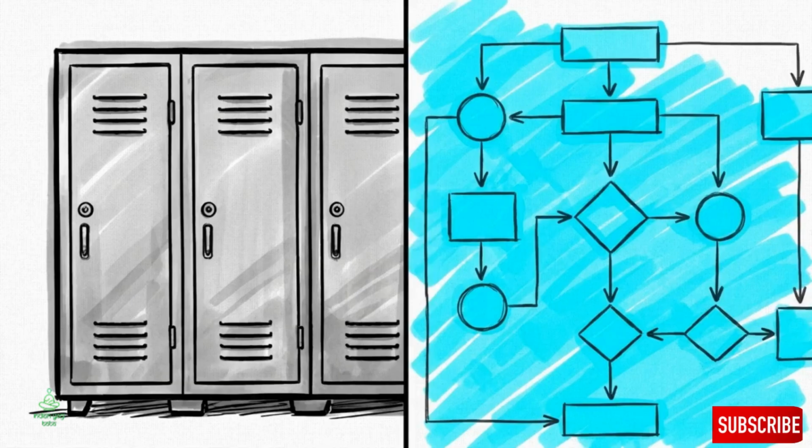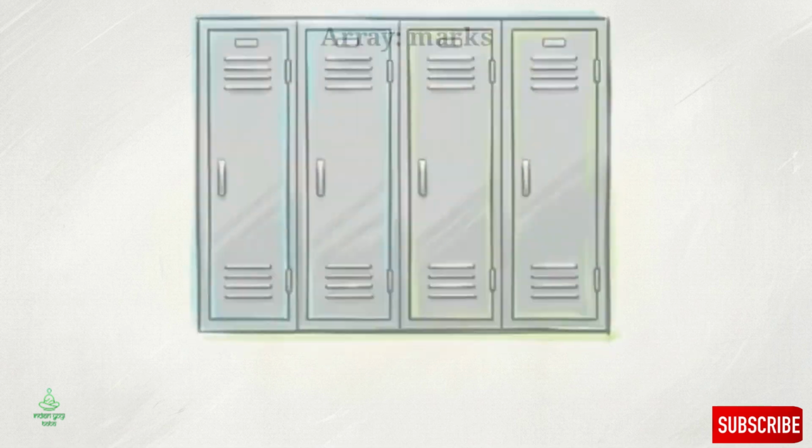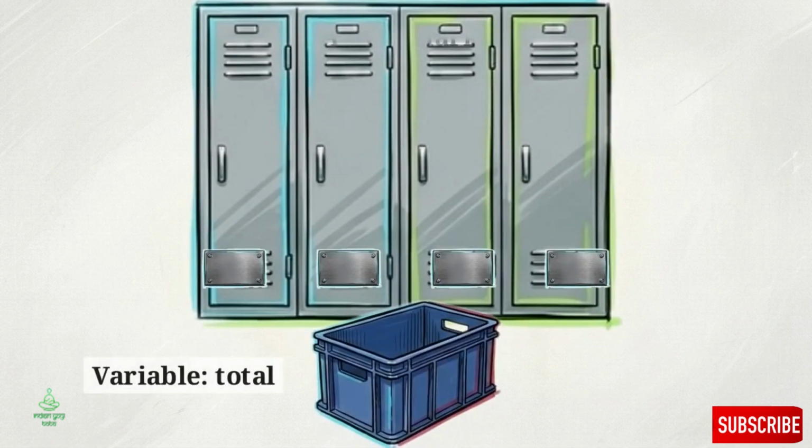With the data neatly organized, we can write a set of instructions, an algorithm, to calculate the total sum of these student marks. The process takes 4 simple steps. We create our array of scores. We create a separate container to hold our running total, starting at 0. We walk down the line to visit each locker. And finally, we add each score to our total.